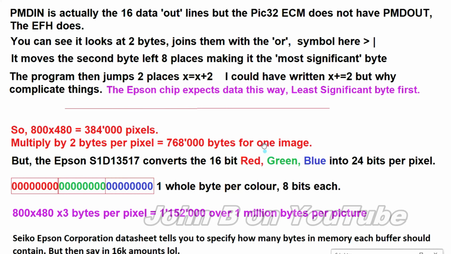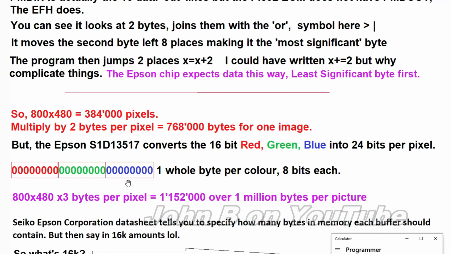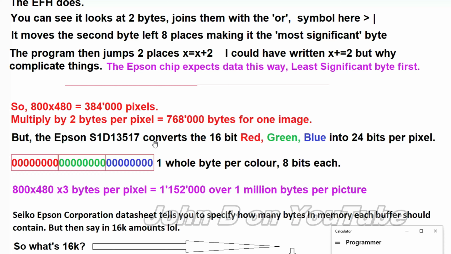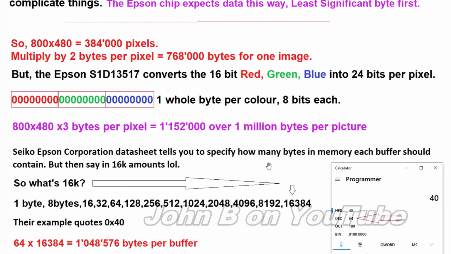The Epson S1D13517 converts the 16-bit red, green, blue into 24 bits per pixel. So 8 for red, 8 for green, 8 for blue. So that's 1 whole byte per colour. So since the Epson chip converts it to 24-bit, that's 800 times 480 times 3 bytes per pixel. That's 1,152,000 bytes per picture. So why am I talking about memory?